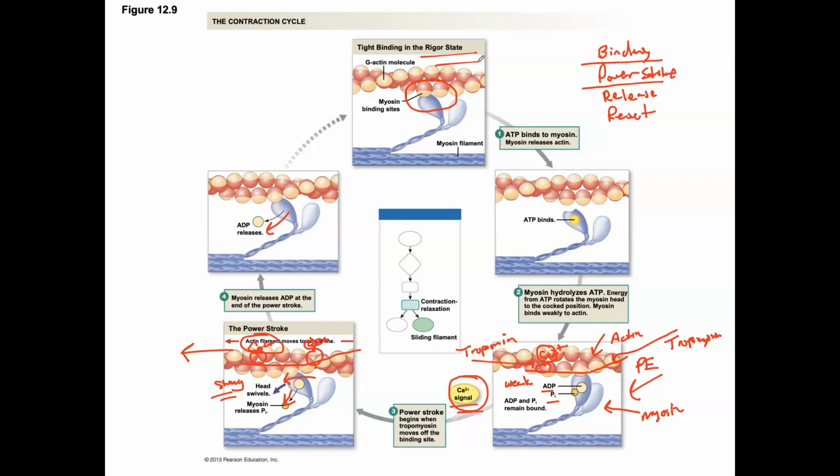That other molecule that's going to release myosin from the actin is ATP. So we need ATP to bind to the myosin so that it will release from the actin. So the release step is ATP attaching to myosin, causing the myosin to release from the actin.